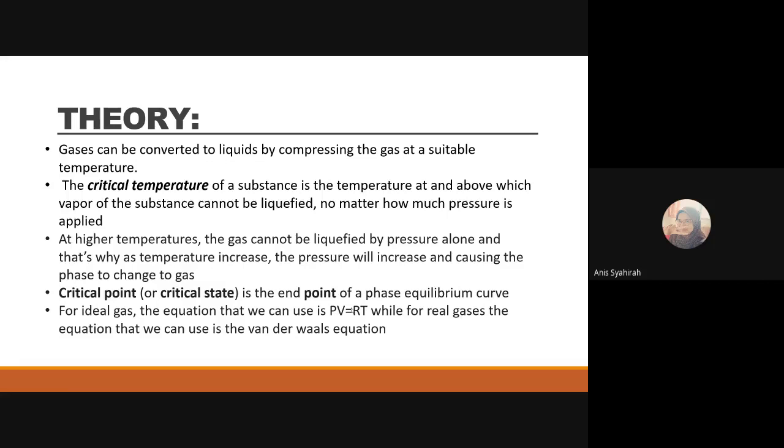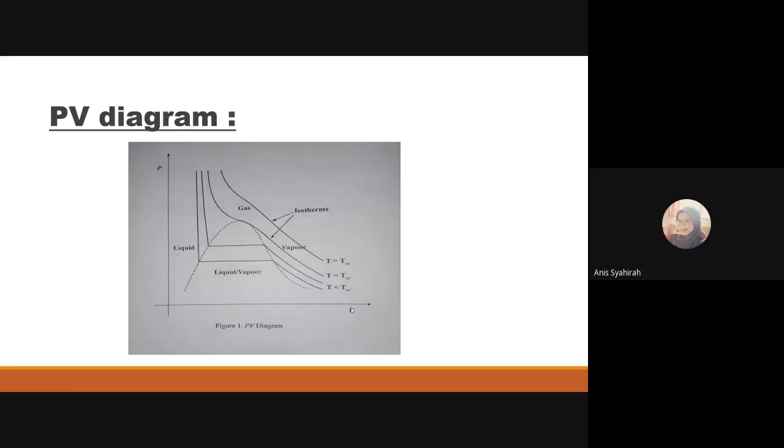The critical point or critical state is the end of a phase equilibrium curve, and for an ideal gas we can calculate by using the equation PV equals RT, while for a real gas we can calculate by using the van der Waals equation.